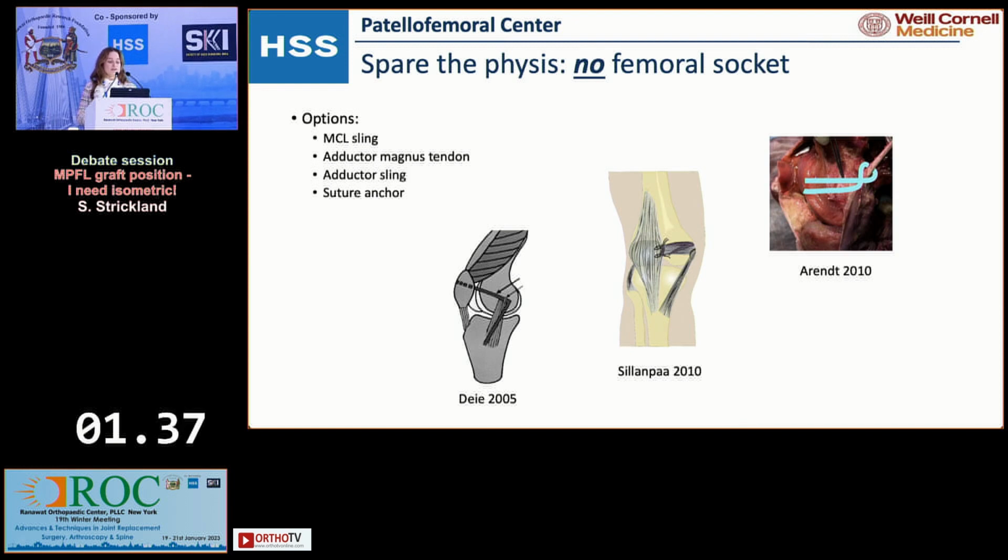You can also do an MCL sling or go around that adductor magnus tendon. So this is the opposite of what I just said. Before I said go distal to the physis, this is going proximal to the physis. So there's many, many ways to do this, but my point is it really depends on the anatomy and where that patient's patella is sitting, if they have significant alta, and that would be a reason to really look at isometry.